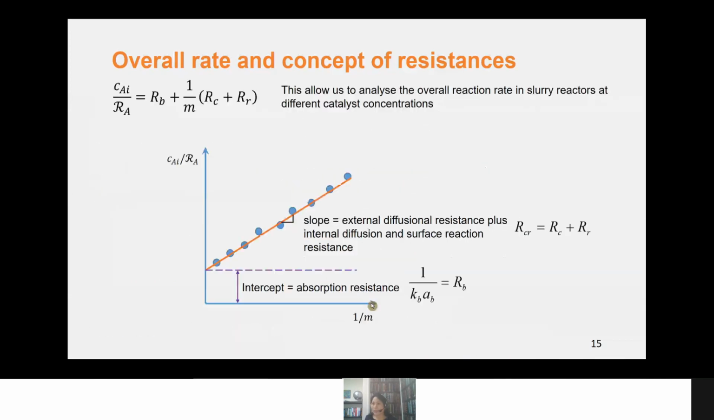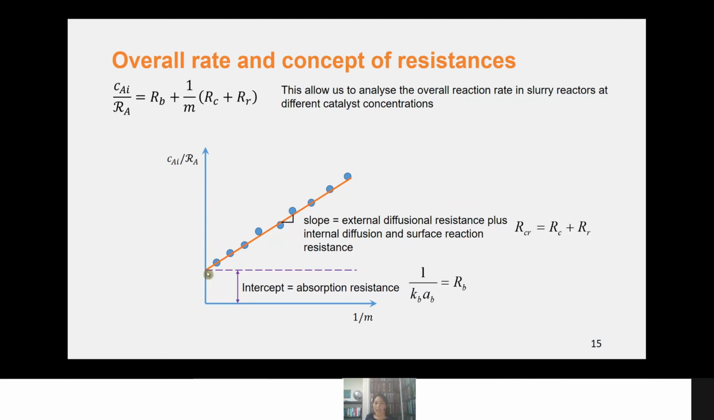Then we can plot CAi divided by RA versus 1 over M, and we fit a trend line. The y-intercept of this plot is the resistance due to gas absorption, and the slope is the combined specific resistance due to external diffusion and internal diffusion and surface reaction. RC is the resistance due to external diffusion, and RR is the resistance due to internal diffusion and surface reaction.